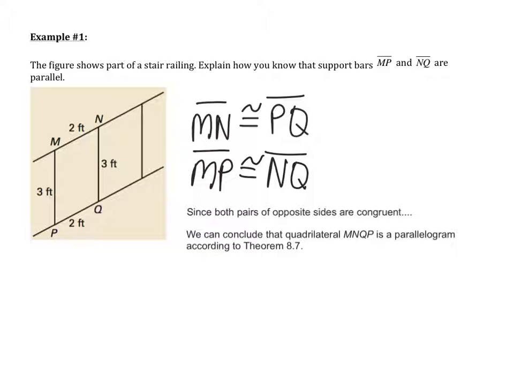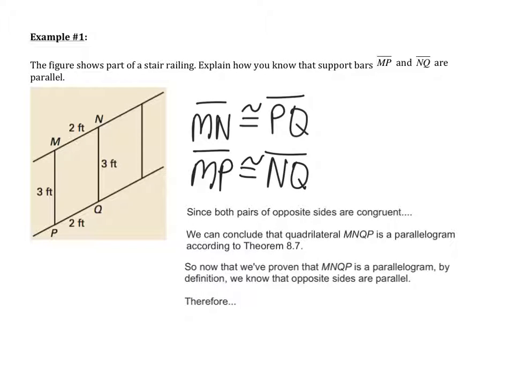It stated that if both pairs of opposite sides of a quadrilateral are congruent, like we have here, we knew that MN and PQ were congruent and MP and NQ were congruent, then the quadrilateral is a parallelogram. So now that we've proven that MNQP is a parallelogram, by definition, opposite sides are parallel. So therefore, we know that MP is parallel to NQ, which is what we were asked to show. We were asked to explain how we know that the support bars MP and NQ are parallel.